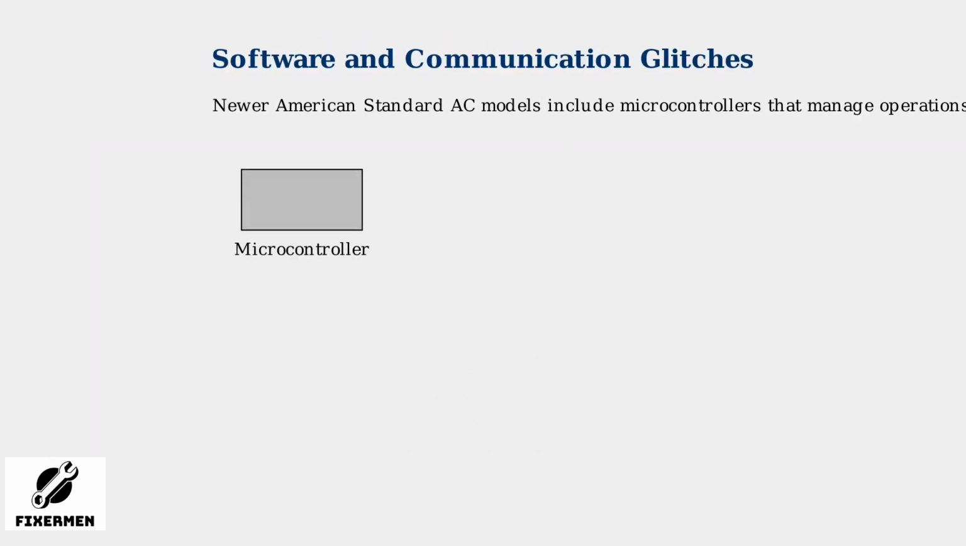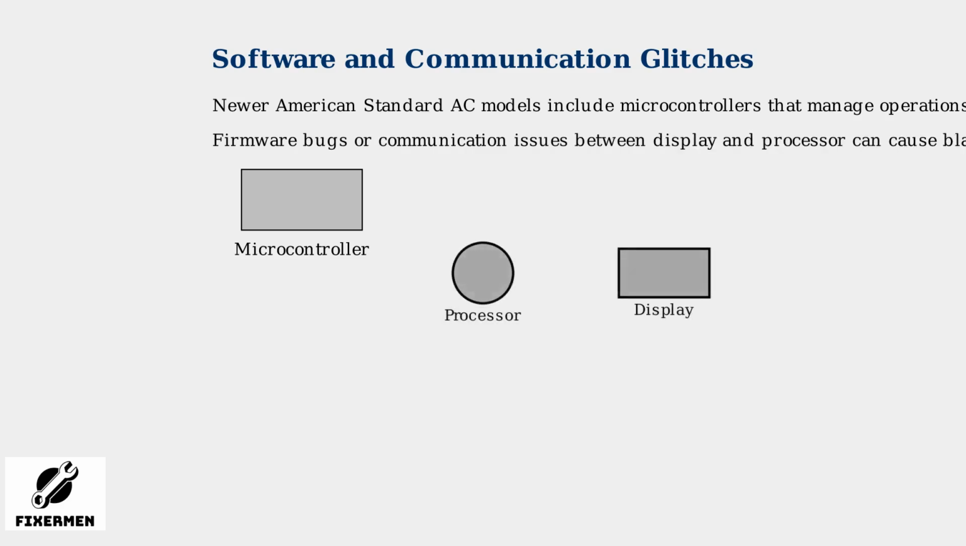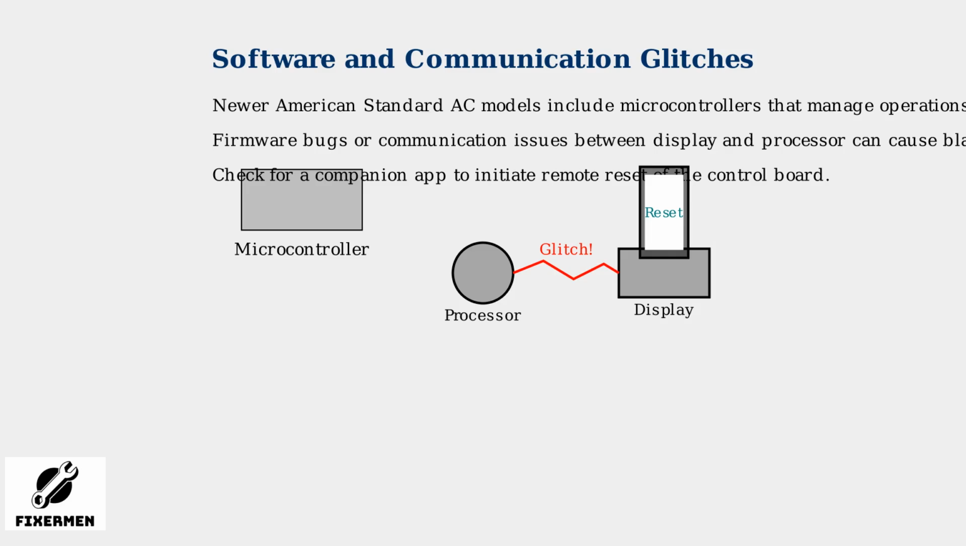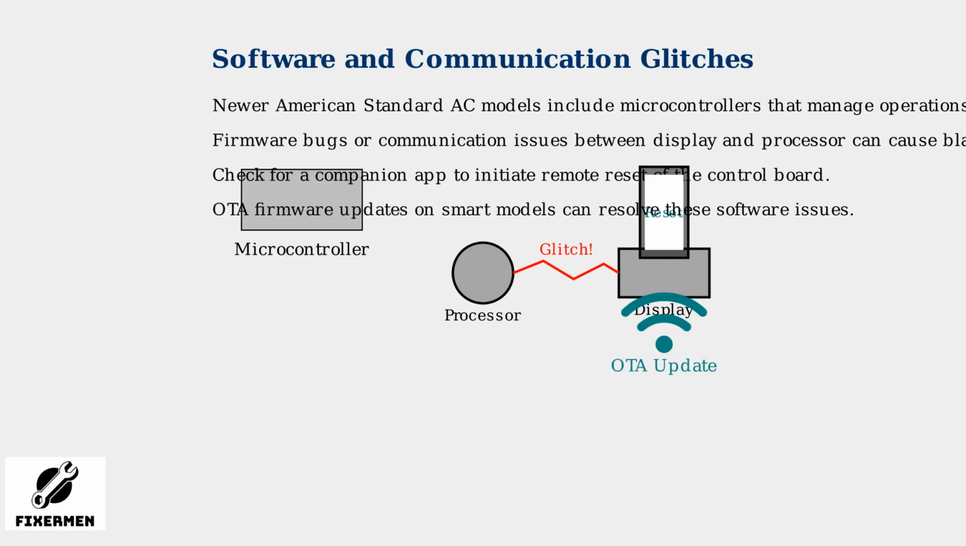Newer American Standard AC models often include microcontrollers that handle the system's operations. Bugs in the firmware or communication issues between the display and the system's processor can result in a blank screen. Check if your model has a companion app that can initiate a remote reset of the control board. Firmware updates, available via over-the-air updates on some smart models, can often resolve these software issues.